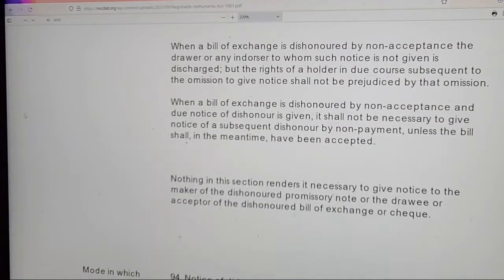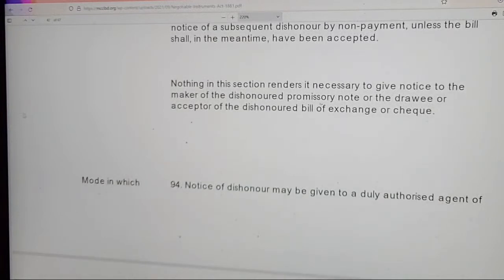When a bill of exchange is dishonored by non-acceptance and due notice of dishonor is given, it shall be necessary to give notice of subsequent dishonor by non-payment unless the bill shall, in the meantime, have been accepted. Nothing in this section renders it necessary to give notice to the maker of the dishonored promissory note or the drawee or acceptor of the dishonored bill of exchange or check.